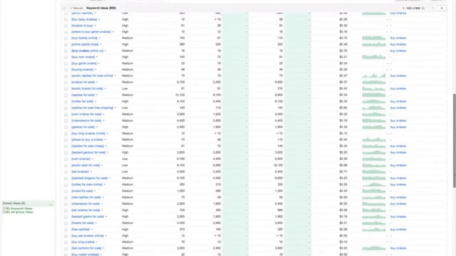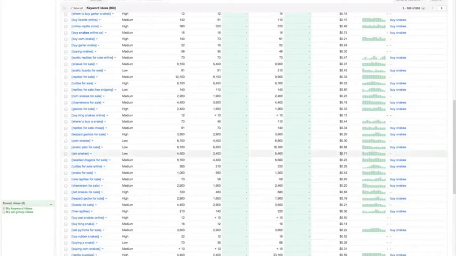All these kind of look like they're low. We got one that's 71 cents here. Pet snakes. Oh, pet snakes. Competition for that is low. 71 cents per click, and there's a fair amount of local searches for that. And if someone's searching for pet snakes, they're probably looking to buy a pet snake and exotic pets for sale. Wow.